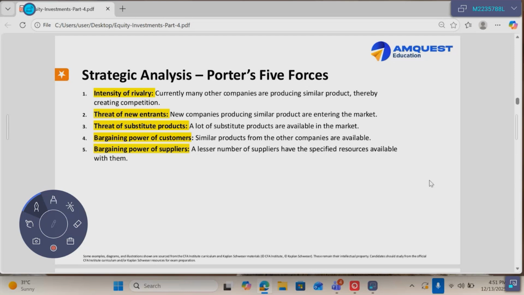So you can easily switch between Zomato and Swiggy. So substitute products, you have Swiggy, you have Zomato. There are only a couple of substitutes over here. If more substitutes are available in the market, then that means it's a highly competitive industry.